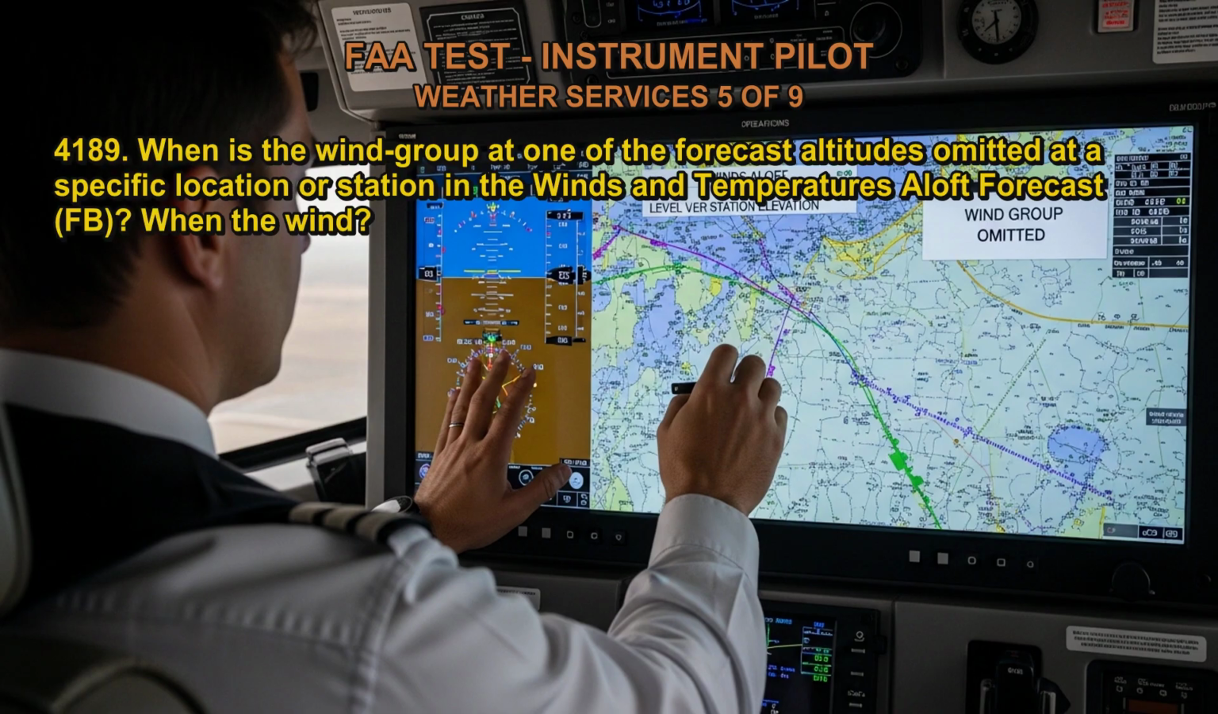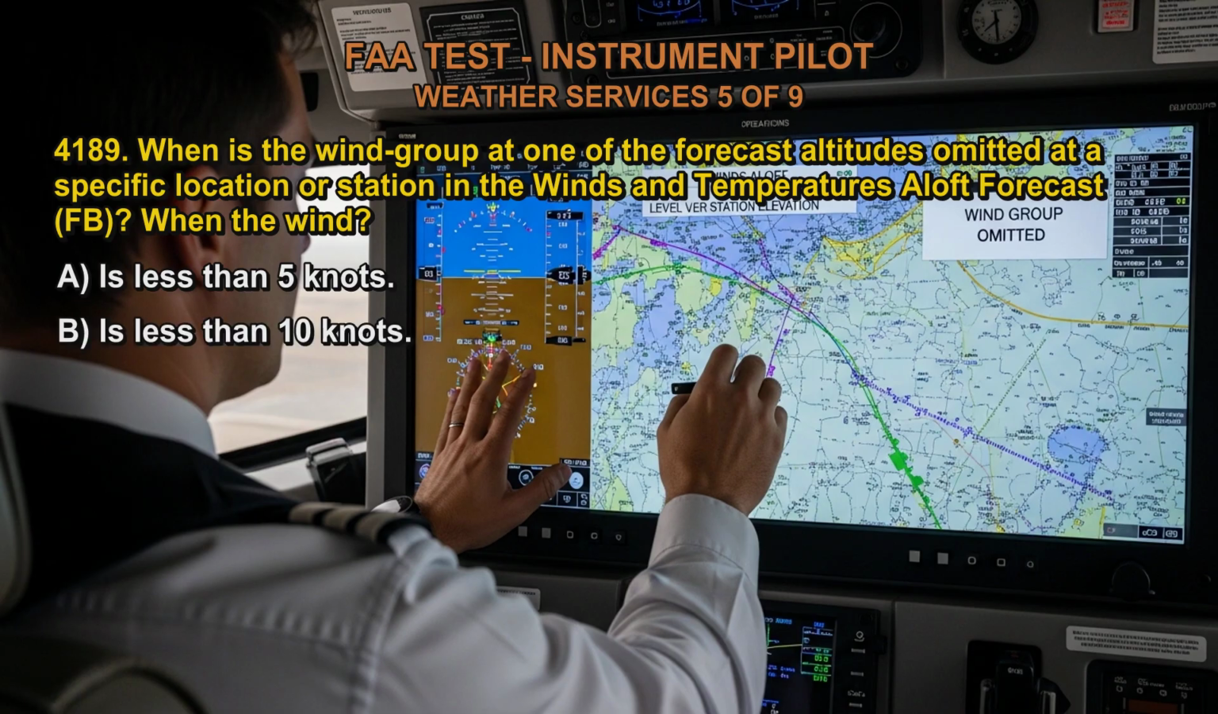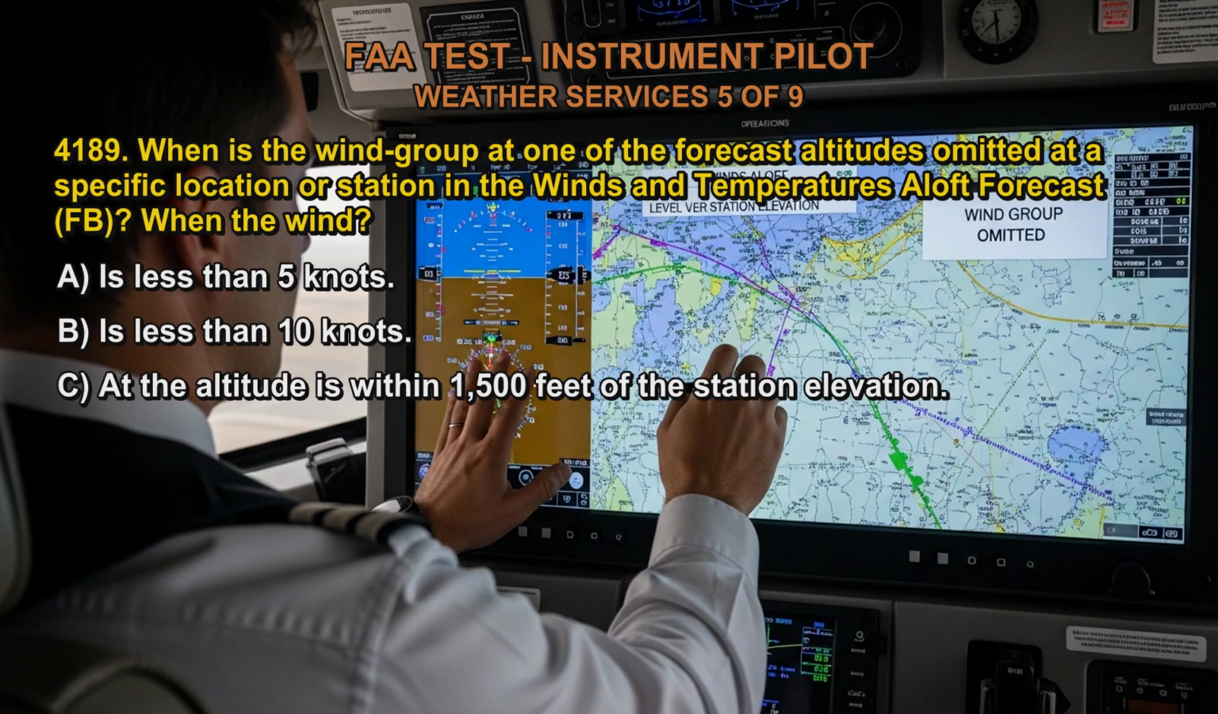4189. When is the wind group at one of the forecast altitudes omitted at a specific location or station in the winds and temperatures aloft forecast, FB? A. When the wind is less than 5 knots. B. When the wind is less than 10 knots. C. When the wind at the altitude is within 1,500 feet of the station elevation.